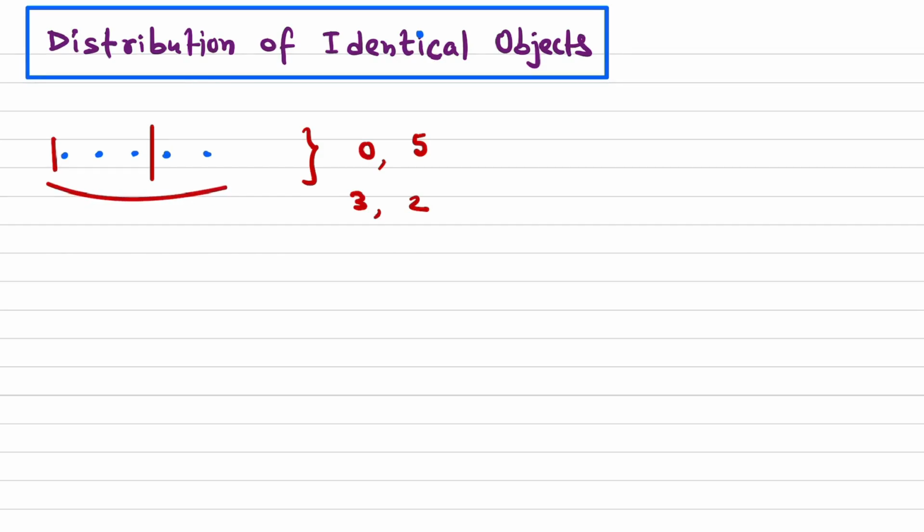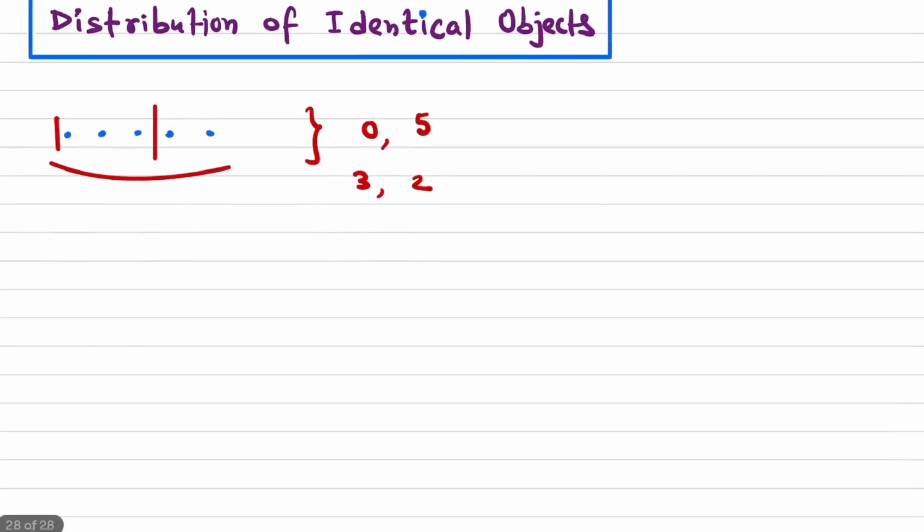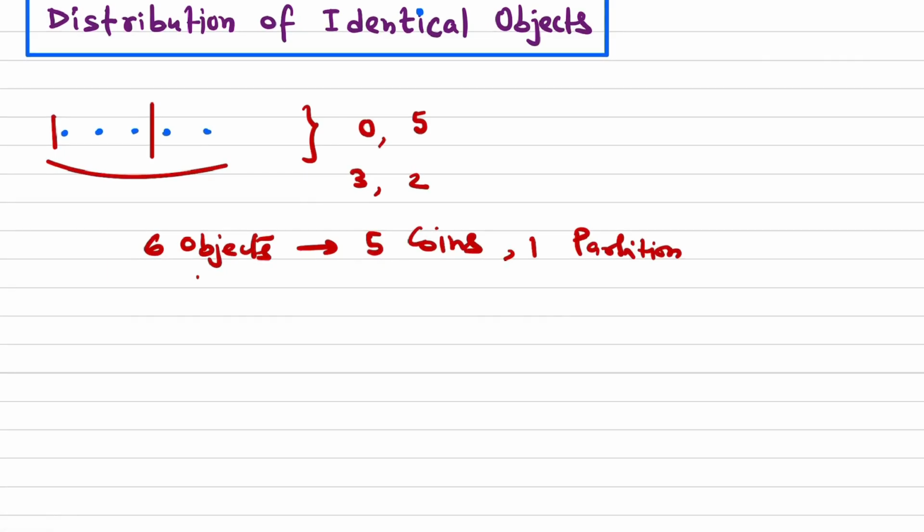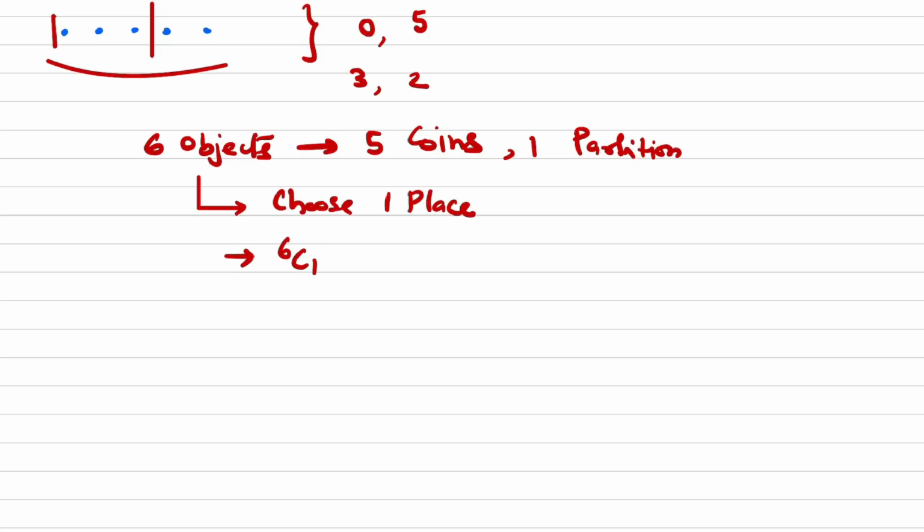So the whole idea is in how many different ways I can keep this one partition in between the 5 coins. So the idea is to place one partition in between the 5 given coins. So in total we have 6 objects, that is 5 coins and 1 partition, right? So we have a total of 6 objects, and out of these 6 objects we just want to choose one place, right? So in how many ways can I choose? 6C1, and that's the answer.